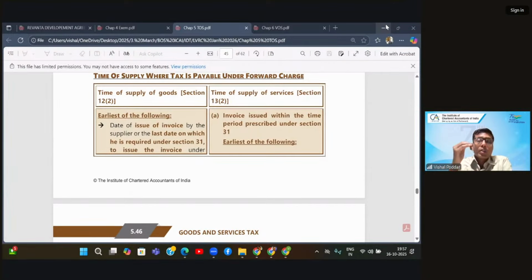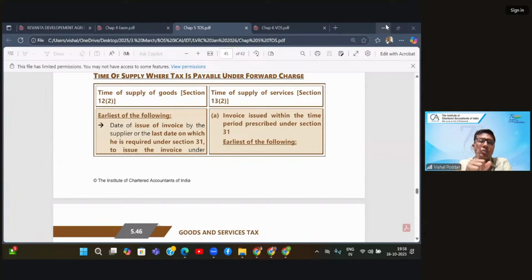Now, let us say I provide service today. Today is 16th of October. So you have to count 30 days from 17th of October onwards, and check if I have raised the invoice within 30 days. If the answer is yes, it is the first scenario. If I have raised the invoice within 30 days, then the earliest of two dates has to be checked: the date on which I have issued the invoice, because it is issued within 30 days so it is an eligible date, or the date of receipt of payment, whichever is earlier, is the time of supply. Second scenario: I issue the invoice after 30 days. Let us say I have issued the invoice on 30th of November, which is after 30 days from today.